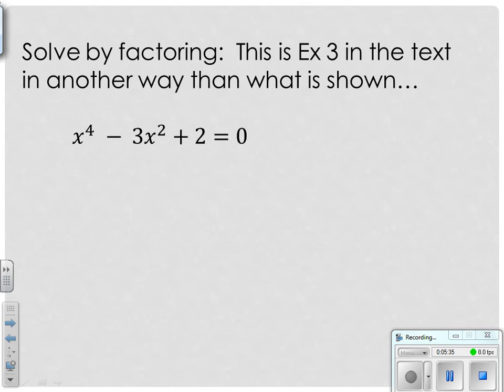This one happens to be example number 3 that's in the text. I solve problems of this kind differently than what the textbook did, so I figured I'd offer you my method as well. Pick whichever one makes more sense to you.